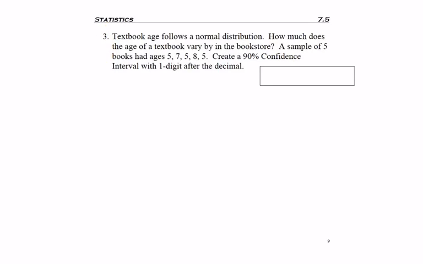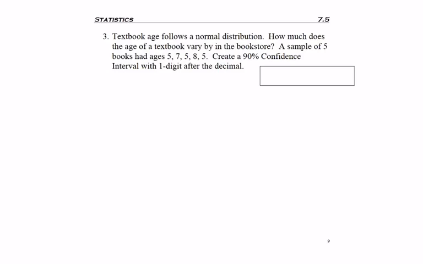Example 3. A textbook age follows a normal distribution. How much does the age of a textbook vary by in the bookstore? A sample of 5 books has ages of 5, 7, 5, 8, and 5 years, we'll assume. Create a 90% confidence interval with 1 digit after the decimal.